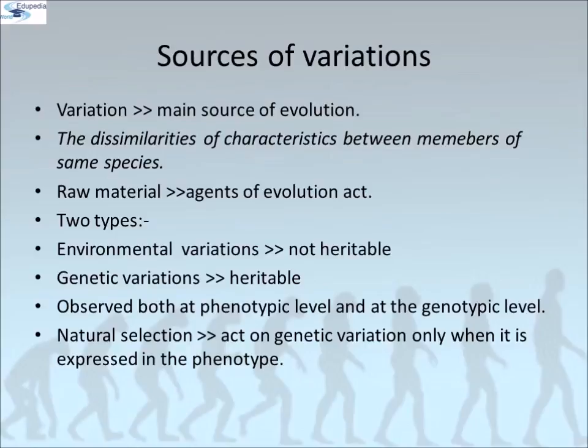Variations can be observed both at the phenotypic level and at the genotypic level. The physical expression of genes in an organism is called phenotype and the genetic constitution of an organism is called genotype. Natural selection can act on genetic variation only when it is expressed in the phenotype. Therefore, genetic variation is the prerequisite of evolution.